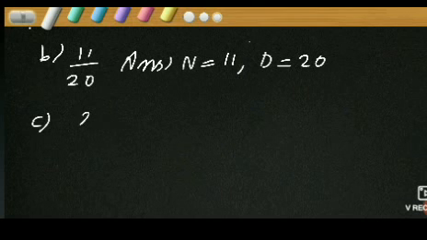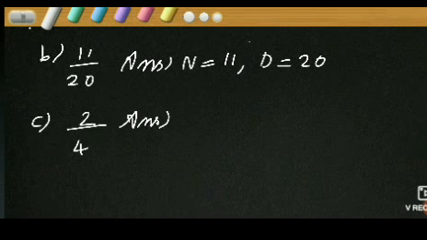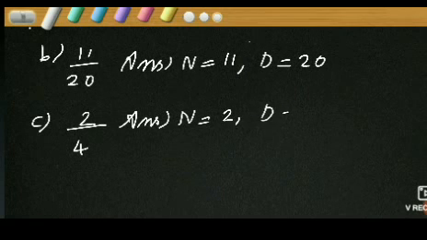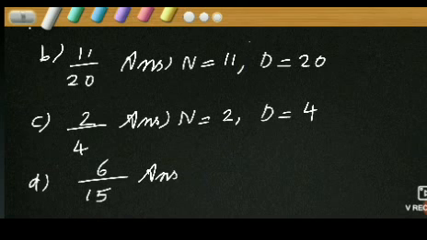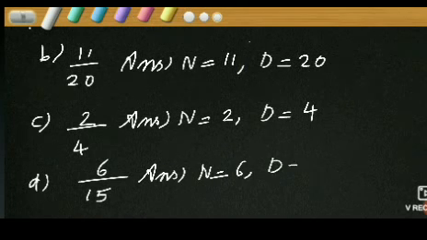C, the question is 2 by 4. Here, which is the numerator? Can you say the answer? Numerator is 2. Which is the denominator? Denominator is 4, isn't it? D, the question is 6 by 15. In 6 by 15, which is the numerator? Numerator is 6. Which is the denominator? It is 15. Okay. E.